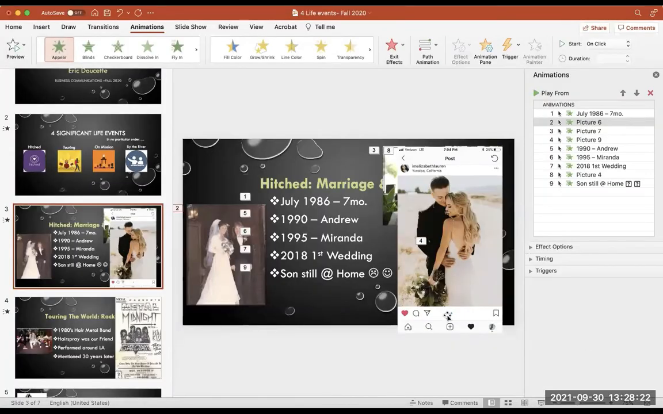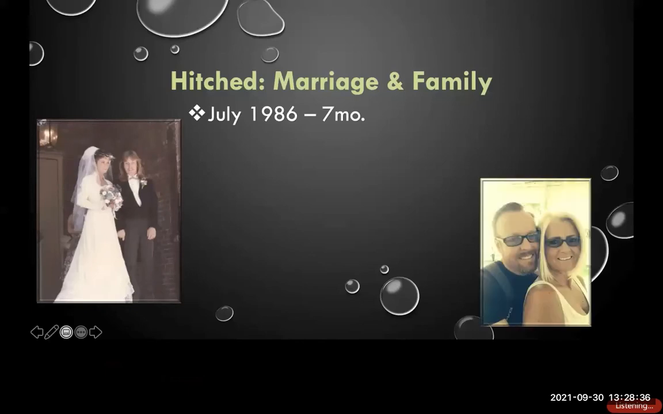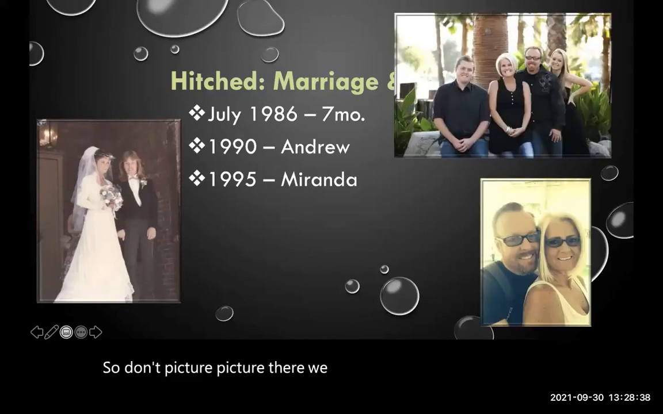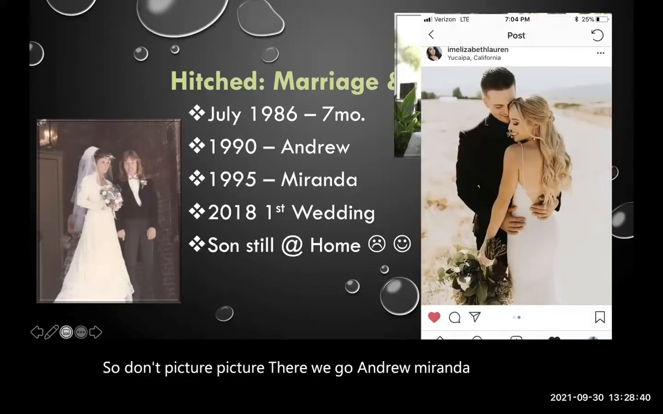It was picture number 8 right here, or it was selection number 9. I think, no, it was 7. So I'm going to move that down to right here. So let's try it again real quick. So done, picture. There we go. Andrew, Miranda, family, wedding, son. So there you go.